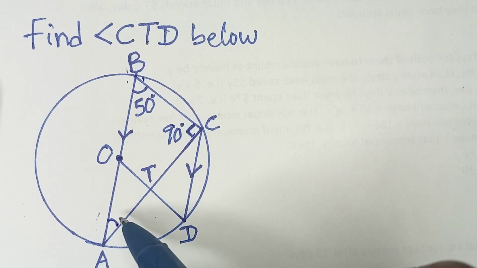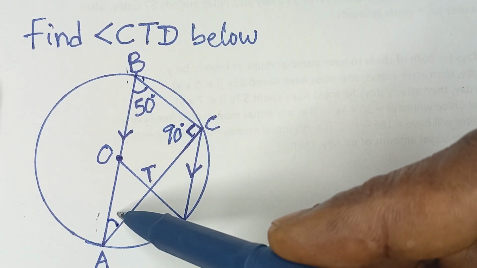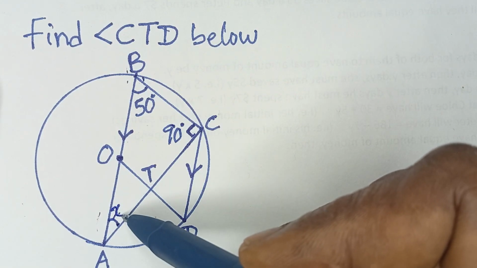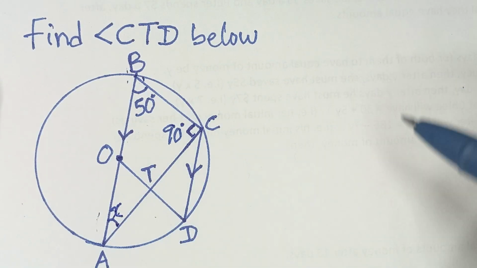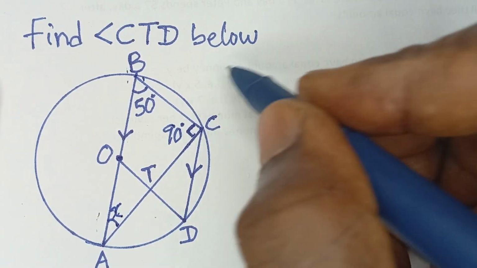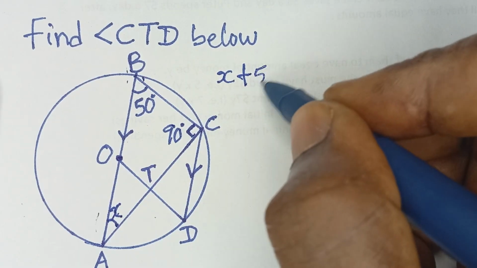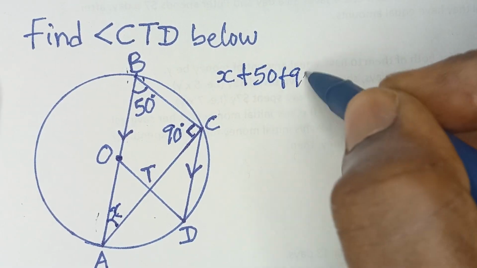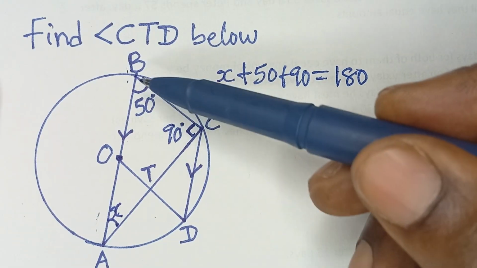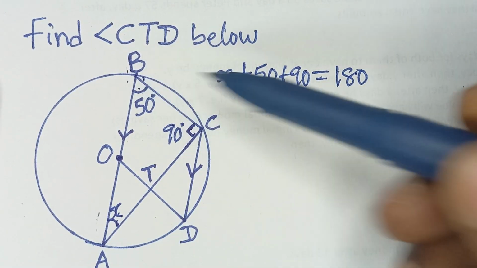So what will be this third angle? You agree with me that let's call this angle X now. So if I say this angle is X, for example, angle X. So you agree with me that sum of angles in a triangle is 180. So X plus 50 plus 90 is equal to 180. That is, these three angles in the triangle add up to 180.